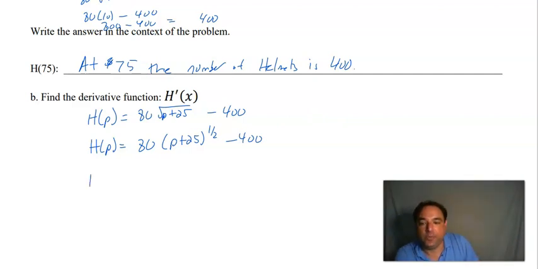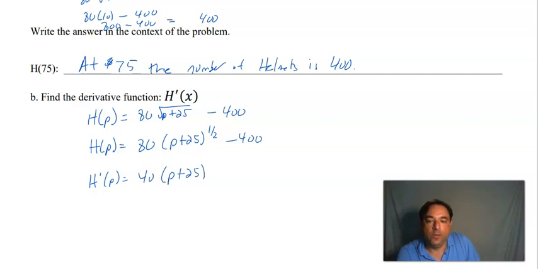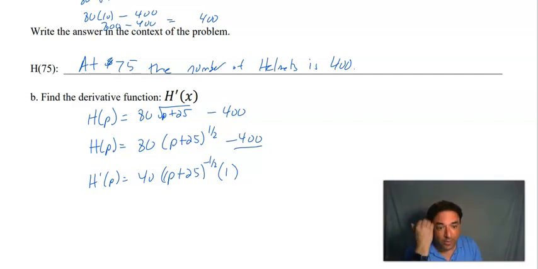Now when we take the derivative, notice I put a little prime there. This will be chain rule. 1/2 times 80 is 40. Inside stays the same. 1/2 minus 1 is negative 1/2. Don't forget the second part, the derivative of the inside. The derivative of P is 1. Derivative of 25 is 0. Then the derivative of minus 400 is 0. That's just a number on its own.